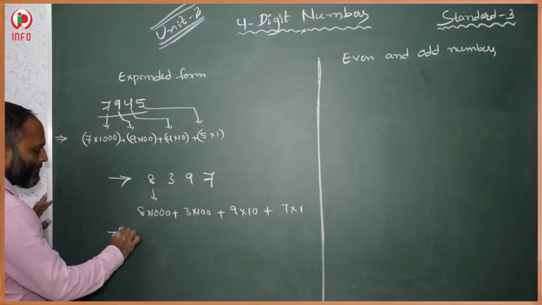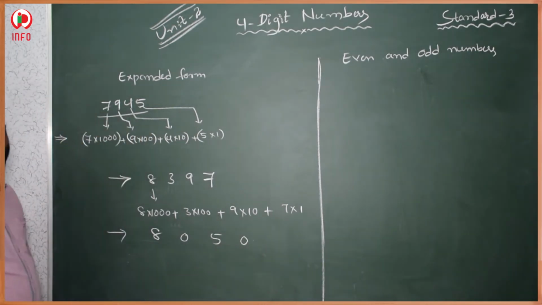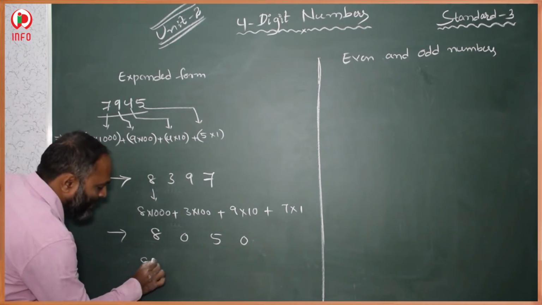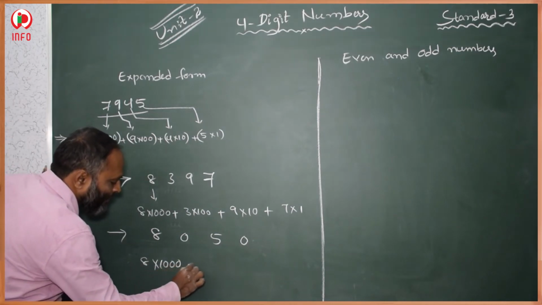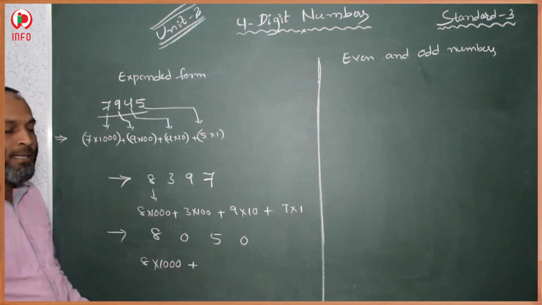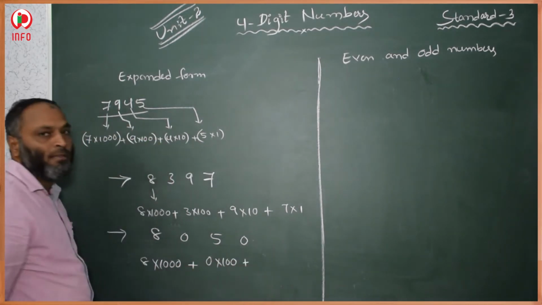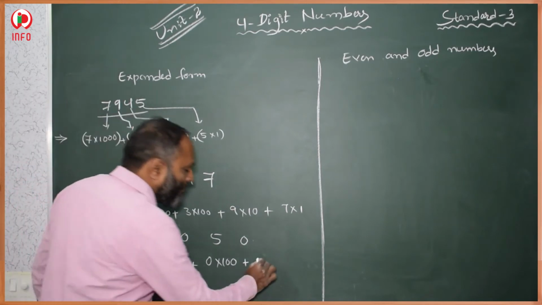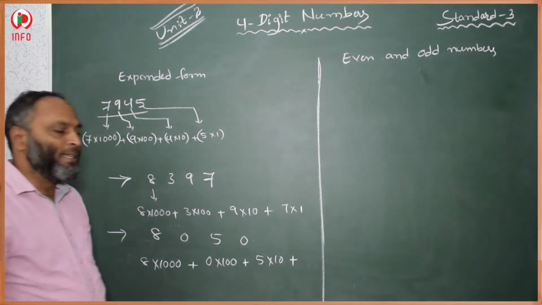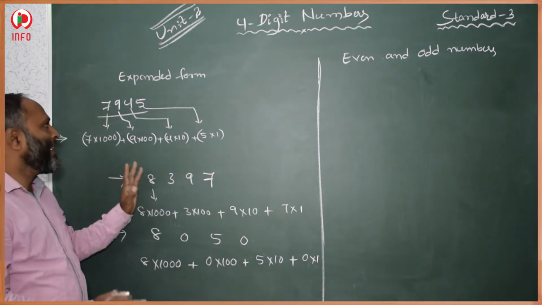Suppose one more example, 8050. Then how to write this in expanded form? Again the same method, 8 is in the thousands place, 8 into 1000, plus 0 is in the hundreds place, then 0 into 100, plus 5 is in the tens place, then 5 into 10, plus 0 is in the ones place, then 0 into 1. So this is the expanded form method.